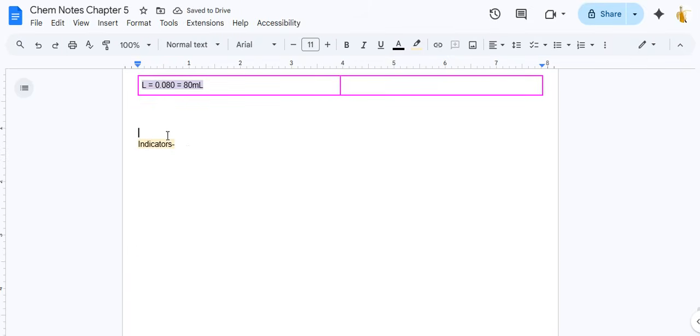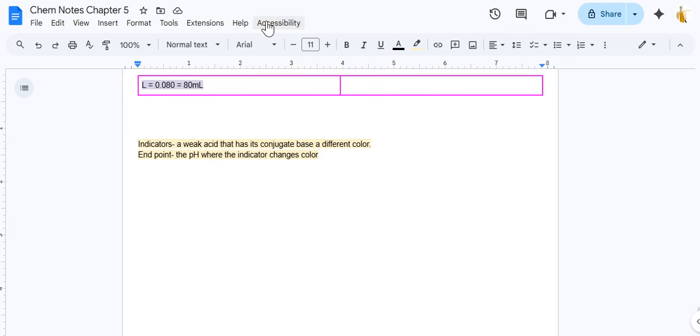Okay, last thing for this chapter is on indicators. Just some definitions. An indicator is a weak acid that has its conjugate base a different color. And the end point of an indicator is a pH where the indicator changes color. I think it would be easier to explain this through an example.